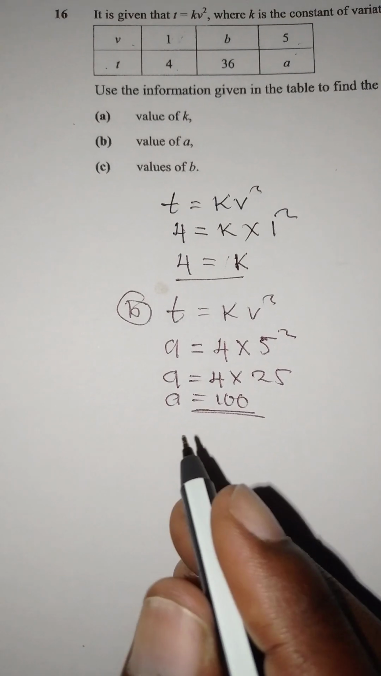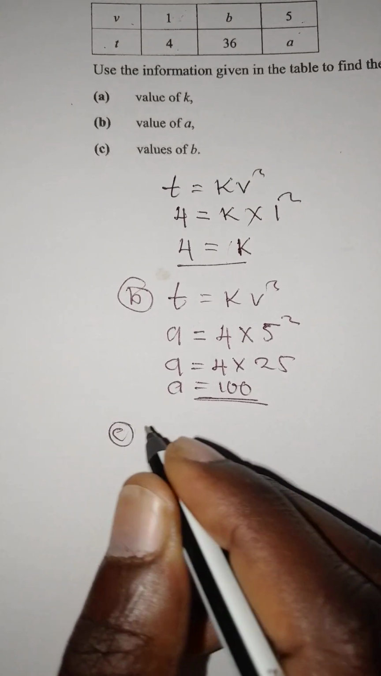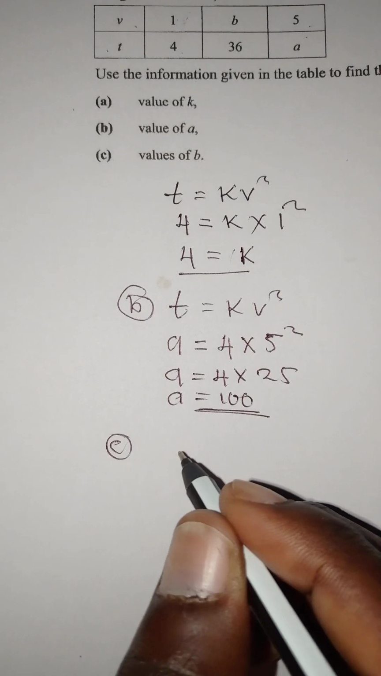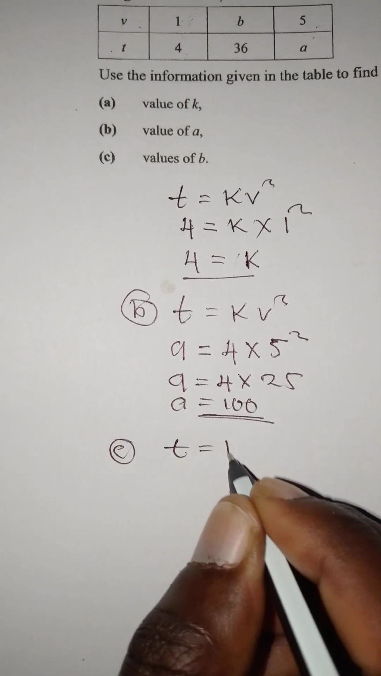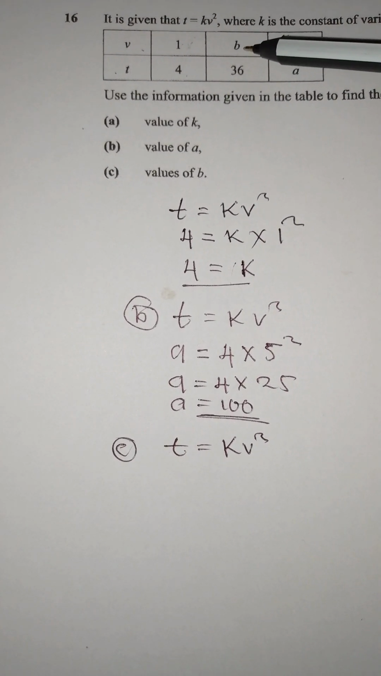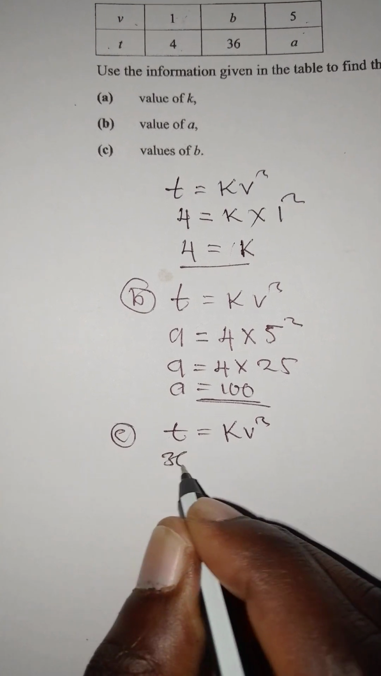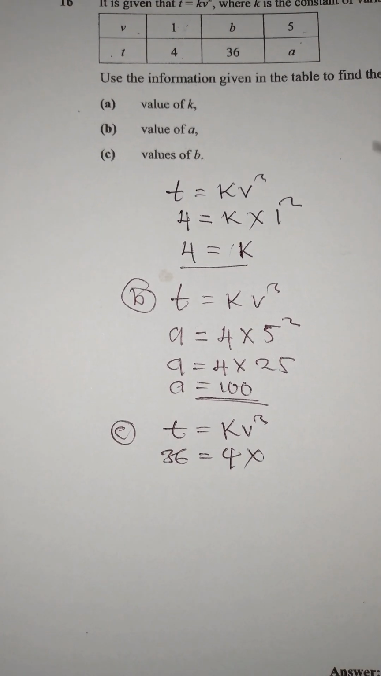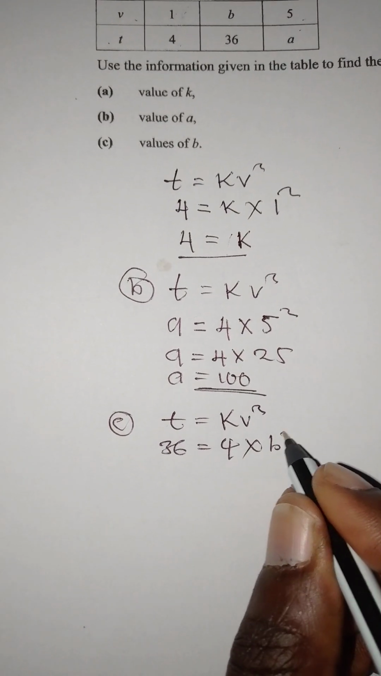Okay, we look at C of our question. Now C says find the values, not value, but values of B. So remember, T is equivalent to kV squared. So what's our T in here? First of all, our T is 36, is equivalent to, what's our k? k is 4 times, what's our V? Our V is B squared.